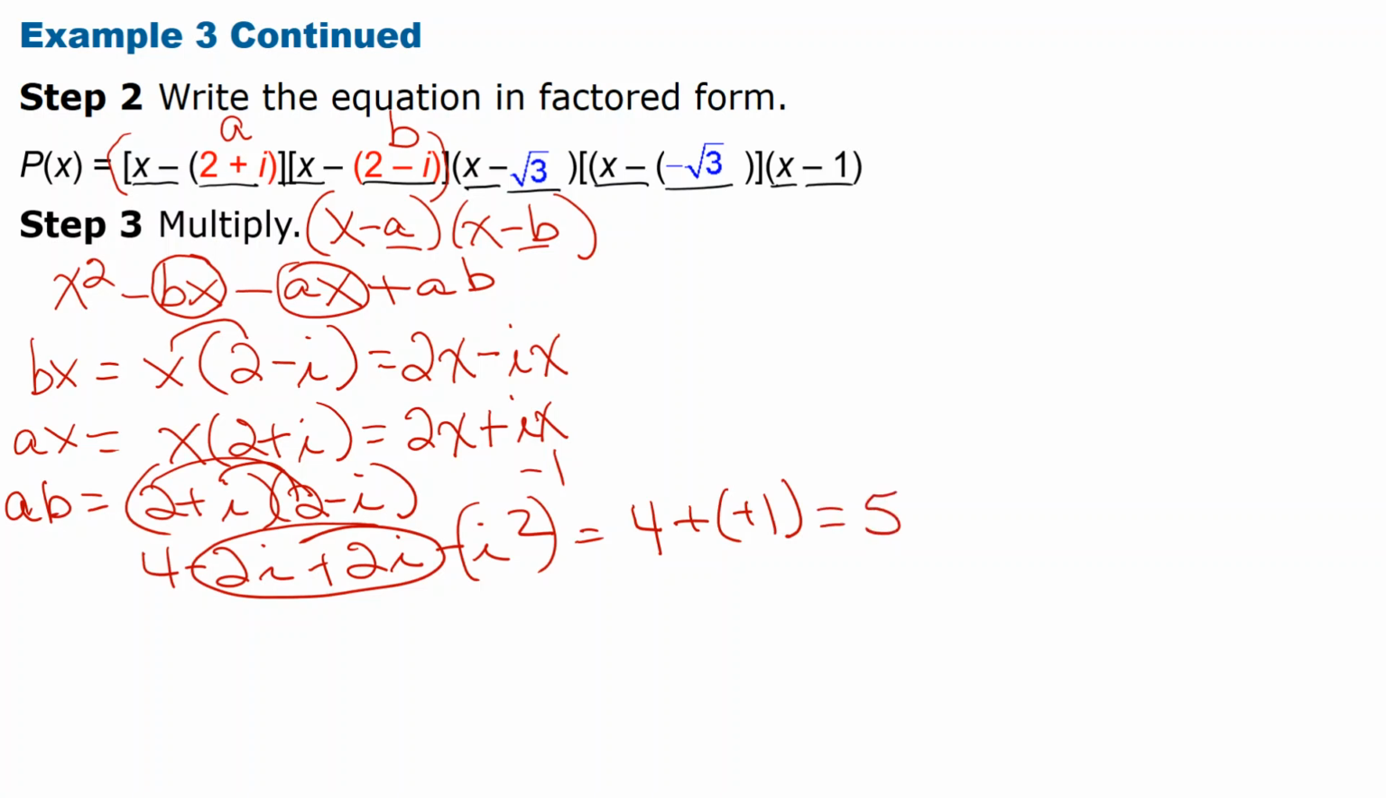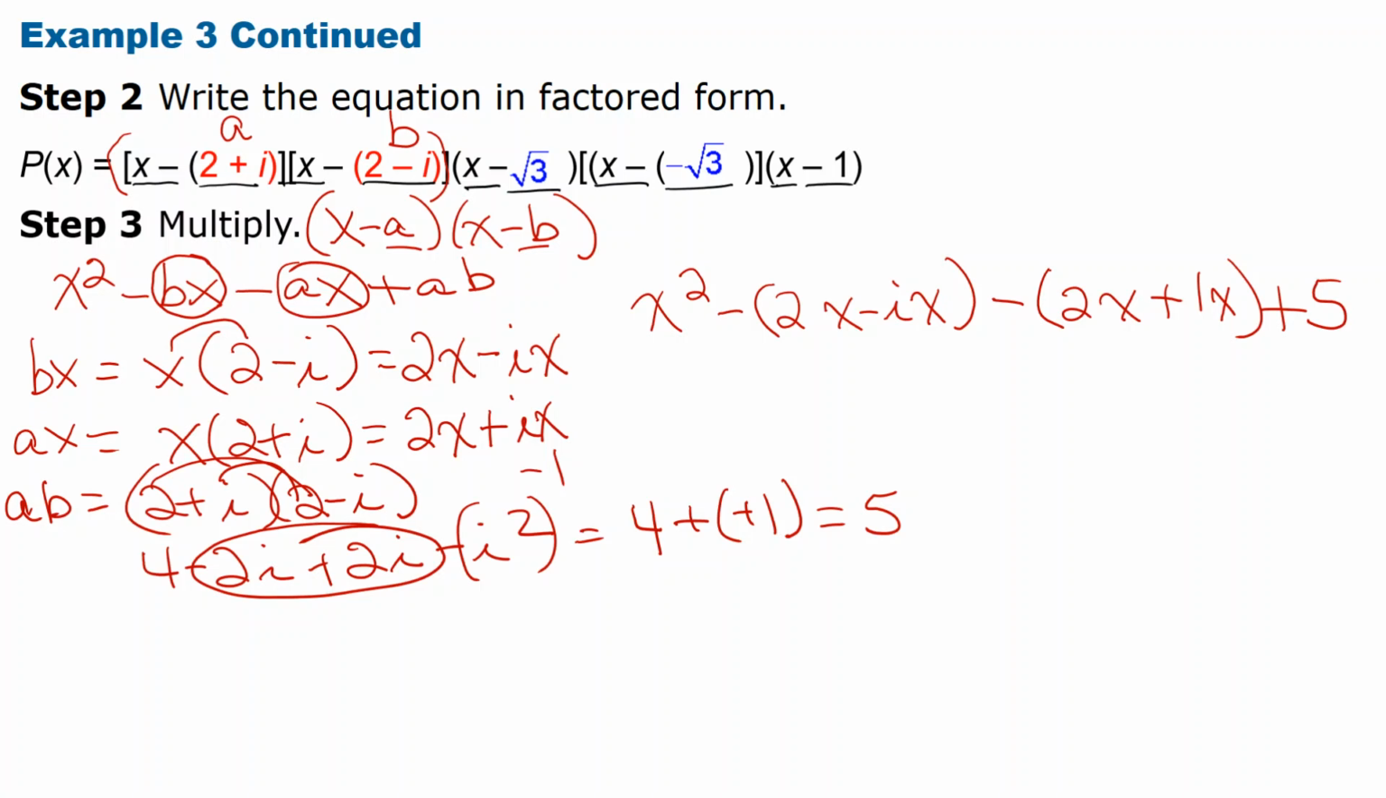All right, so let's go ahead and rewrite what we have then. This should be x squared minus Bx, which is 2x minus 1x, minus Ax, which is 2x plus 1x, and then minus AB, which is, or plus AB, sorry, plus 5, okay, because we decided AB was 5. All right, so let's get all our subtraction in correctly. When we subtract, this changes all of our signs.